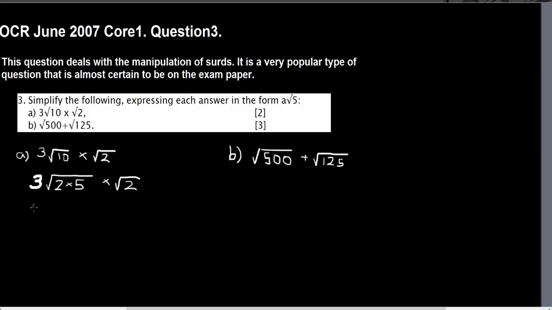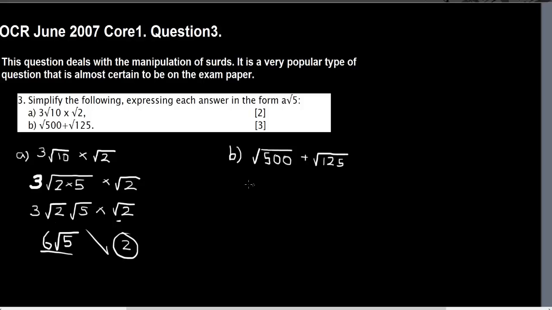So there we've got 3 times root 2 times root 5 times another root 2. Root 2 times root 2 is 2, times 3 is 6, 6 root 5. So it's 6 lots of root 5, so the answer to that is 6 root 5. So there A is 6. And we get 2 marks for that.